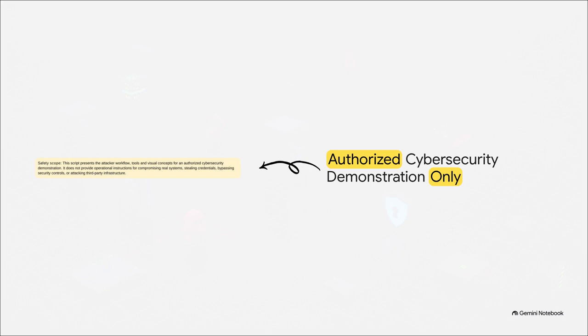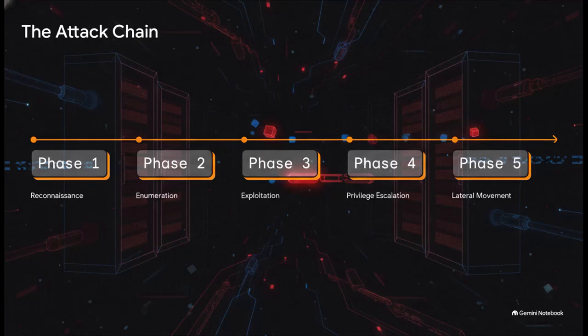Make sense? Awesome. Okay, so a successful breach is rarely just a single catastrophic event. It's a calculated sequence. The journey moves logically, starting with reconnaissance, going into enumeration, then exploitation, privilege escalation, and finally, lateral movement. Let's break down exactly how this chain is forged.